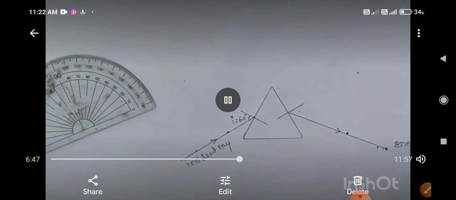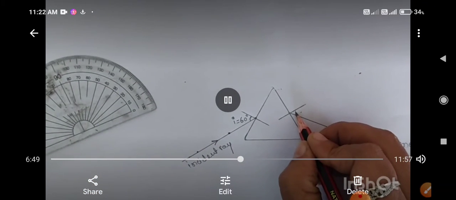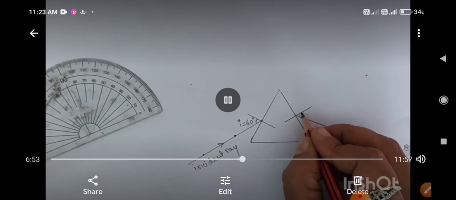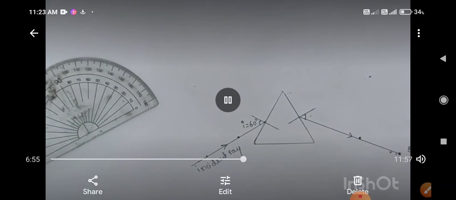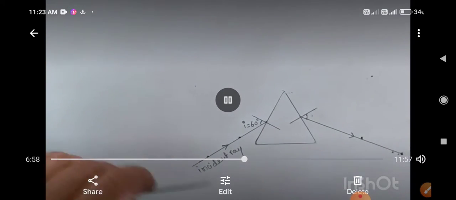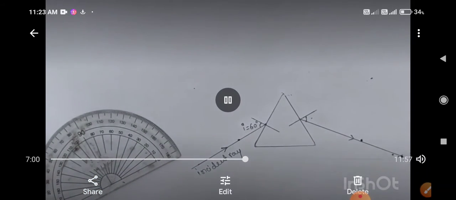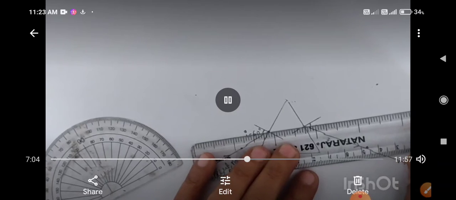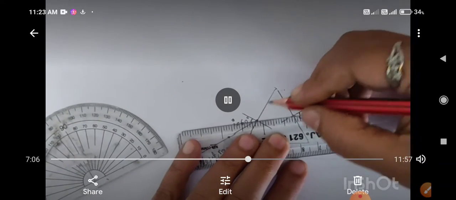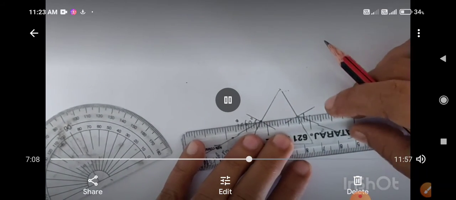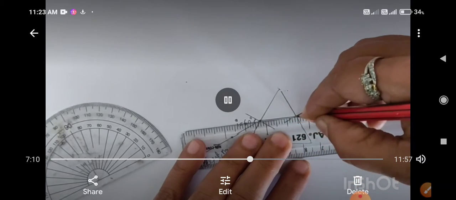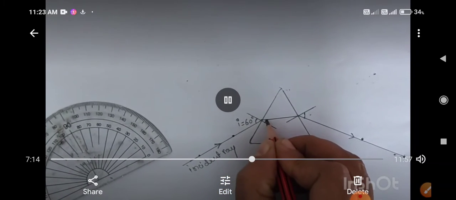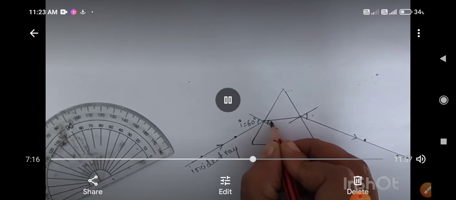It is a normal. See, and this angle is known as the angle of emergence. This angle is known as the angle of emergence, and we'll measure that angle of emergence also. And you just join these two points. While joining these two points, it will give the angle of refraction. See, this is the angle of refraction.